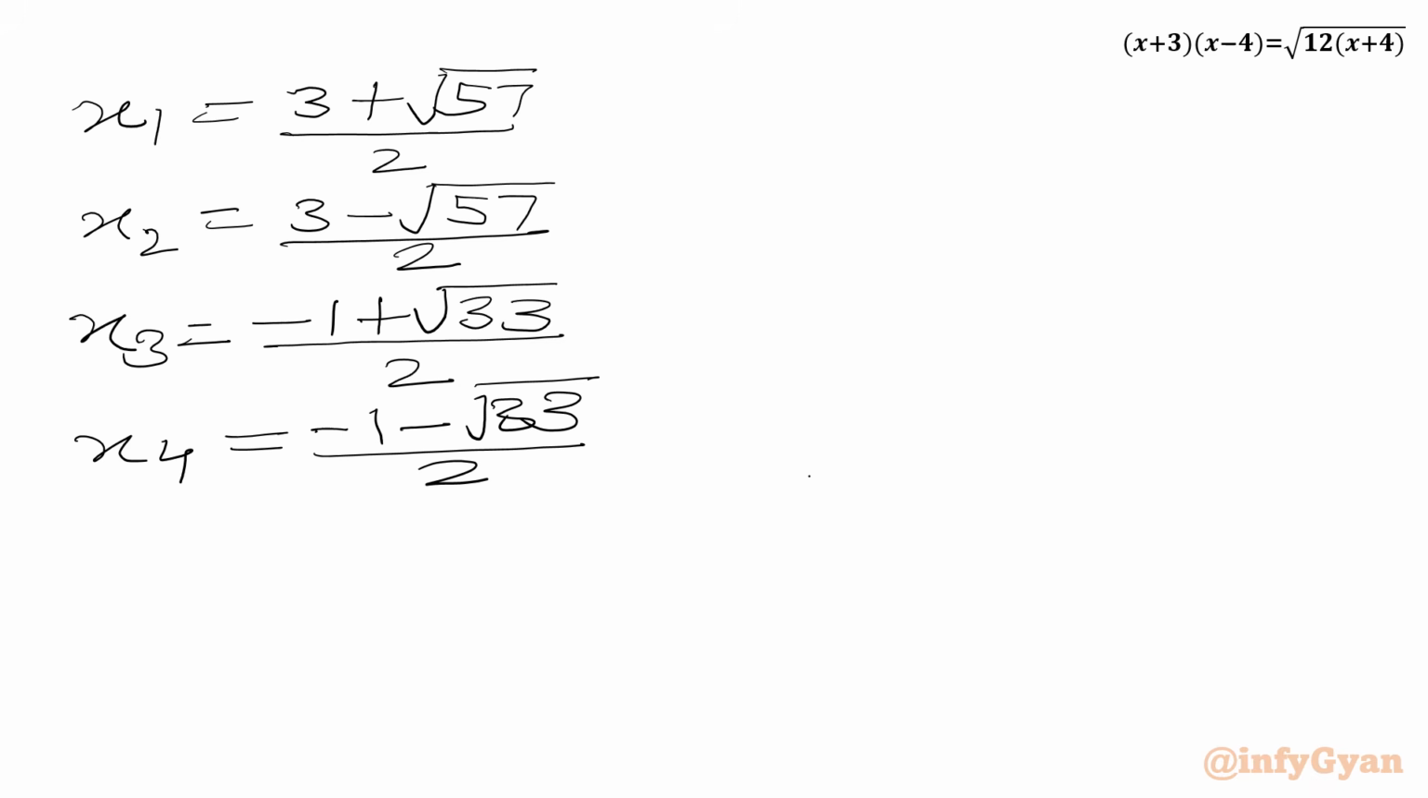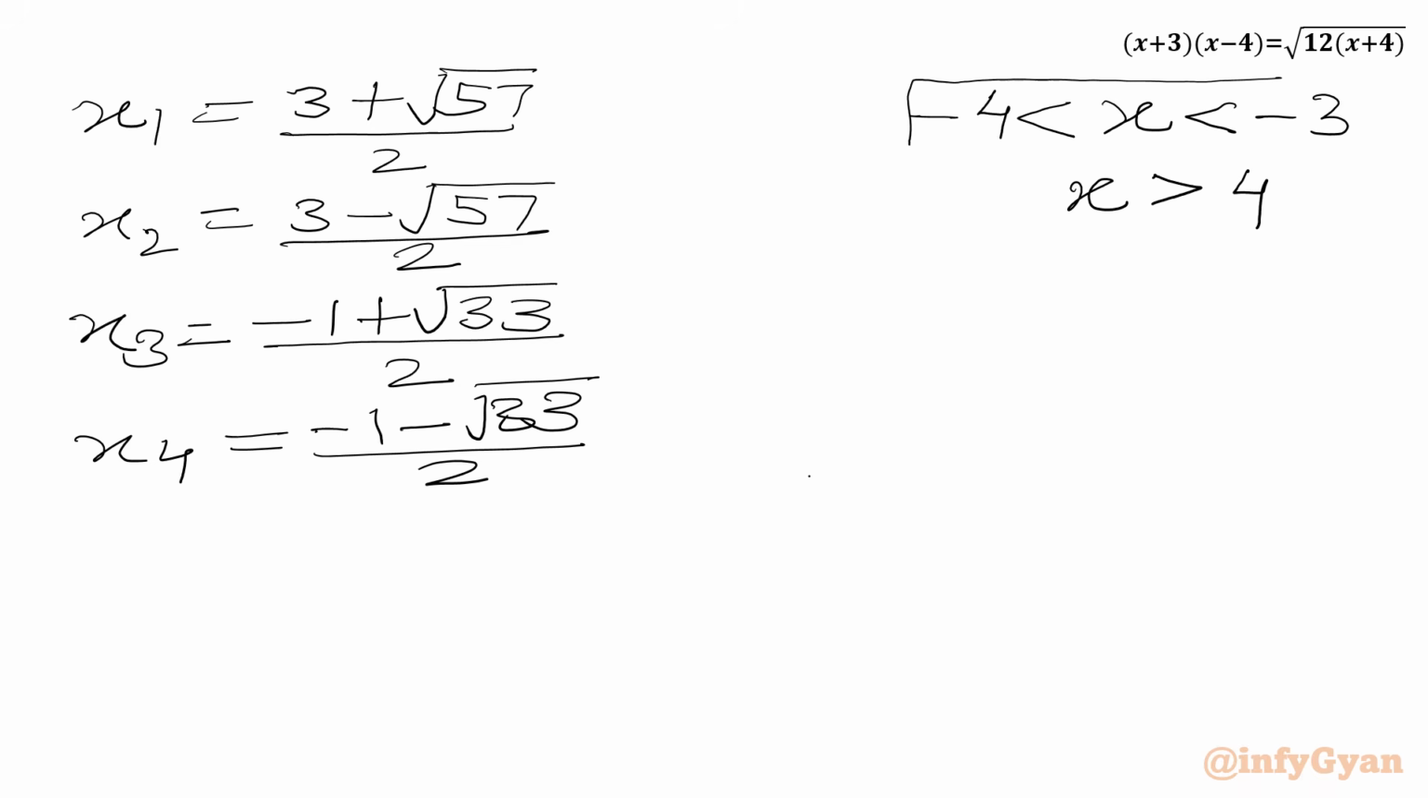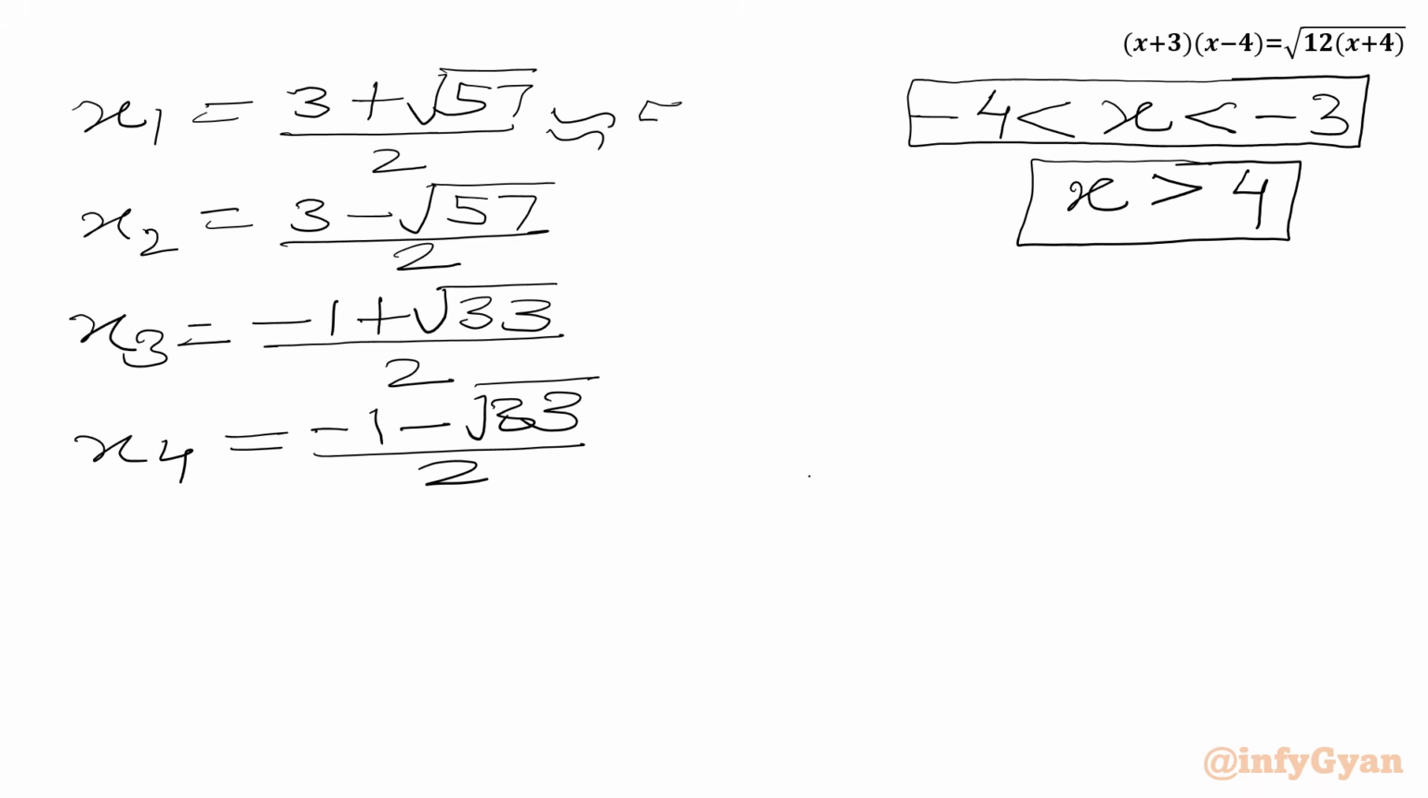Now I will be writing our condition on x. So x should be in the interval -4 to -3, or x should be greater than 4. So there are two conditions on x. Let us find out the approximate value of x1. So this is coming out approximately 5.3. If I check the x2 value in decimals, then it is -2.3.